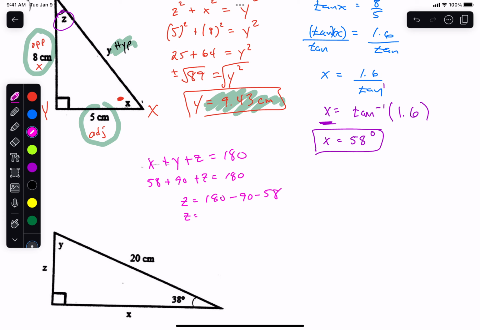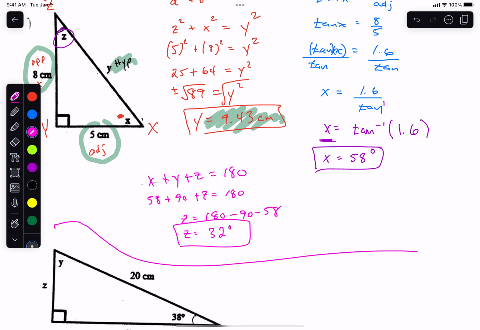What's Z? 32. That's going to save you like 2 minutes on a test, right? Just using that little rule instead of having to do SOHCAHTOA again. Is everyone good? Okay, we'll do the second one and then I'll let you work on some questions.